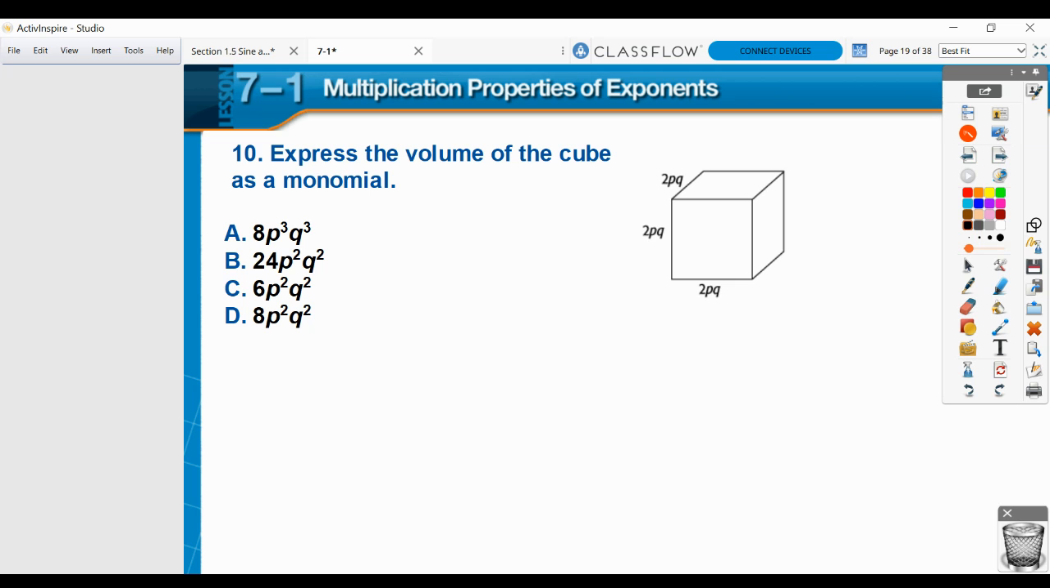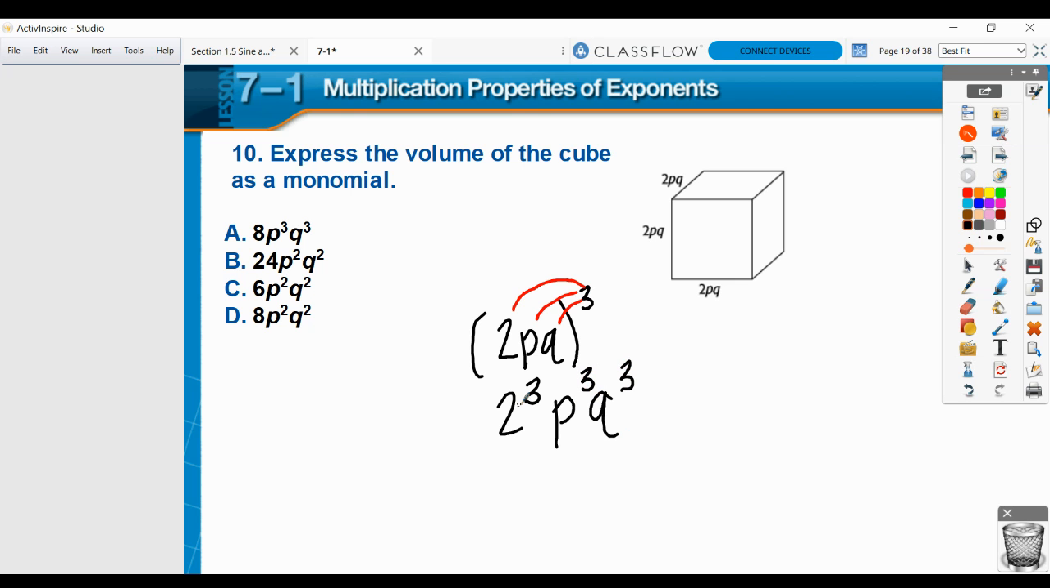Okay. This, same thing. We just now have a picture. So we're looking for the volume of a cube. So if you have 2pq and you are multiplying it by each one, so you're taking it to the third power, you're going to distribute that 3. So you're going to do 2 to the third, p to the third, q to the third. And 2 to the third is 2 times 2 times 2, which is 8.